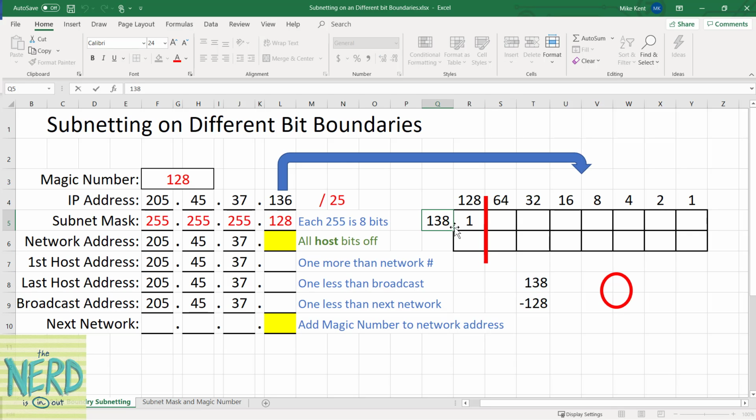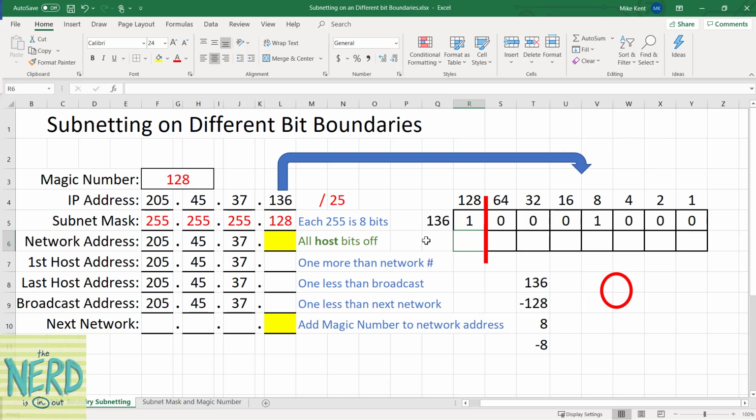I'm trying to do the wrong number. There we go. Let me get this fixed real quick. So that's going to leave 8 left. It's going to leave 8 left. So the 64 bit's going to be turned off, the 32, the 16. The 8's going to be turned on, so that's minus 8, and we've got nothing left. So these will all be 0.